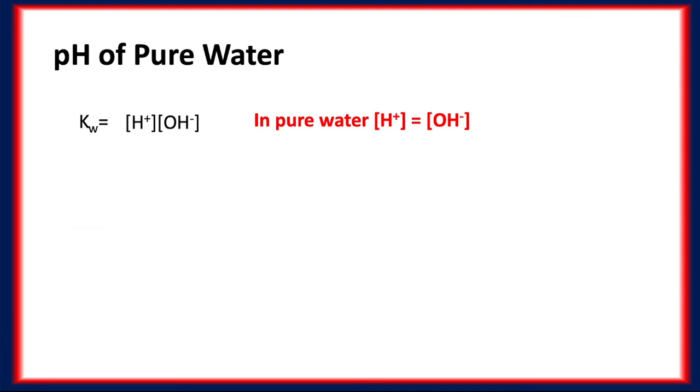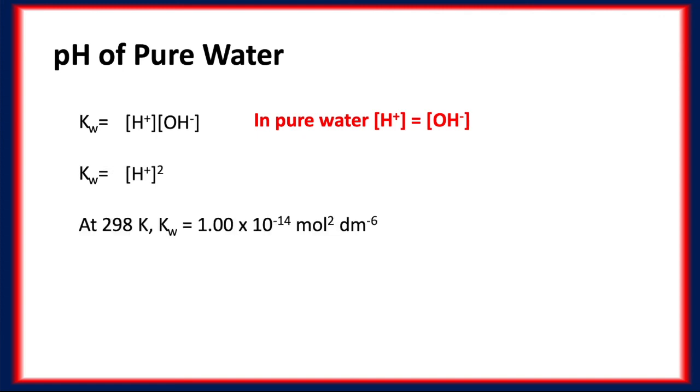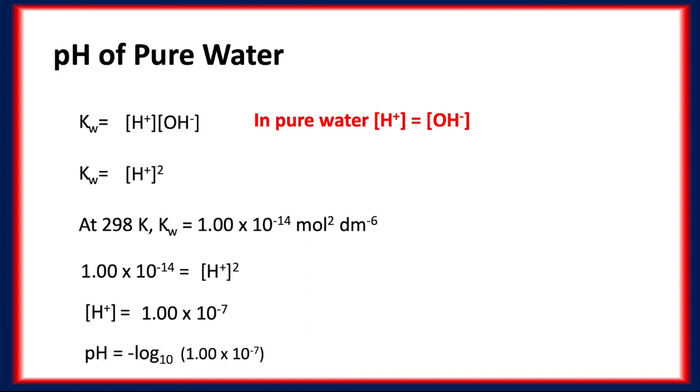And in pure water, we can use that to work out the pH. In pure water, the concentration of H+ is equal to OH-. And so Kw is equal to H+ squared. The numerical value of Kw is 1 times 10 to the minus 14. So if we substitute that into the equation, the concentration of H+ is 1 times 10 to the minus 7. And when we find the pH of that, the pH is equal to 7.